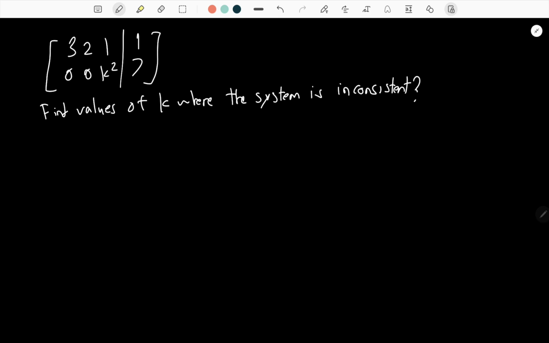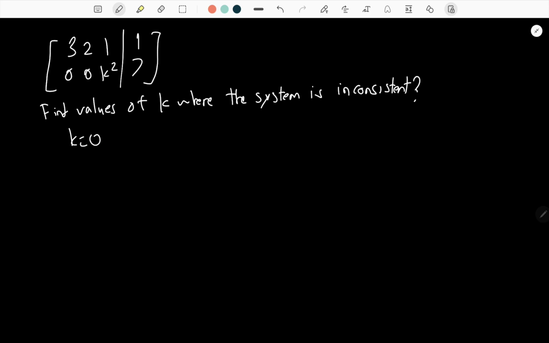So here is just a quick example. We have a 2 by 3 matrix where we have a k squared in the lower row, and this is already an REF. The question is asking, find the value of k where the system is inconsistent. The basic rule is that if an entire row is 0 and we have a number on the right side, then the system is inconsistent. So the answer for this is simply when k is equal to 0.